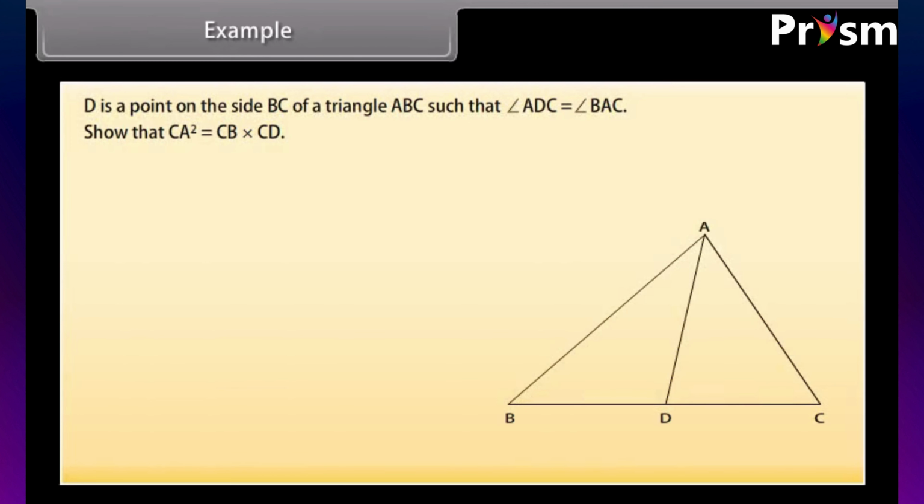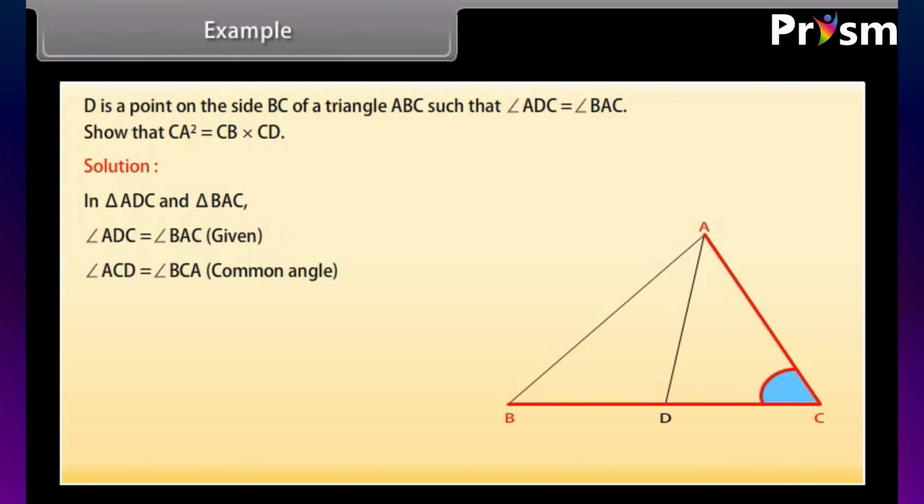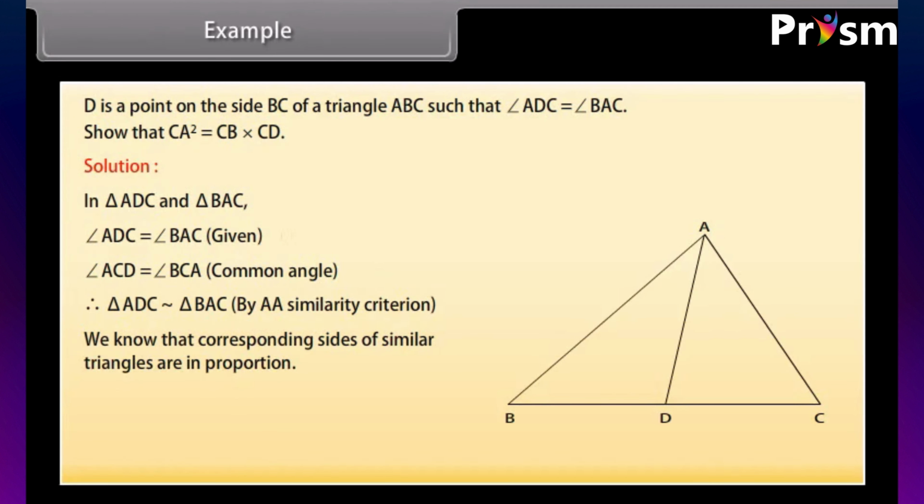D is a point on the side BC of a triangle ABC such that angle ADC is equal to angle BAC. Show that CA square equals CB into CD. Solution. In triangle ADC and triangle BAC, angle ADC equals angle BAC is given. Angle ACD equals angle BCA, which is common angle. Therefore, triangle ADC is similar to triangle BAC by AA similarity criterion. We know that corresponding sides of similar triangles are in proportion. Therefore, CA upon CB equals CD upon CA, which implies CA square equals CB into CD.